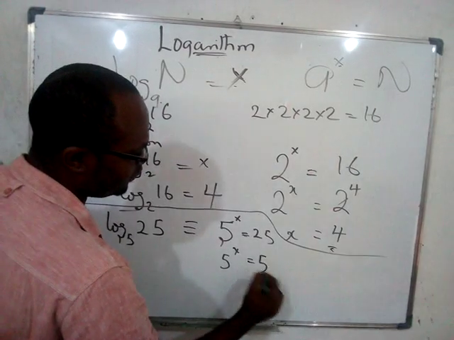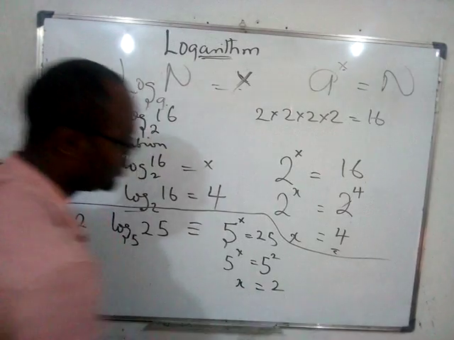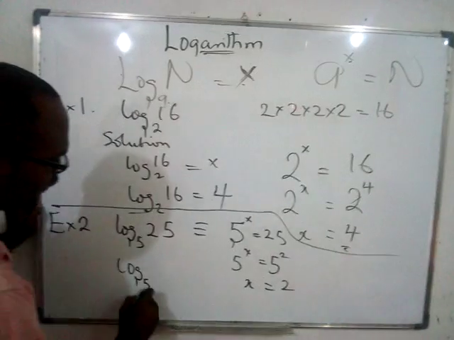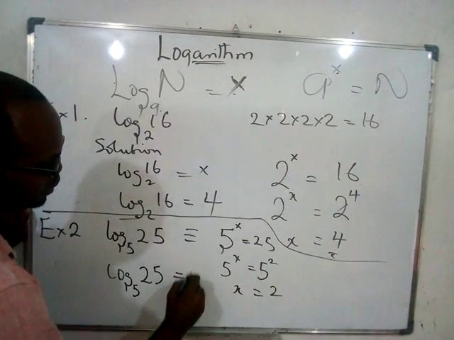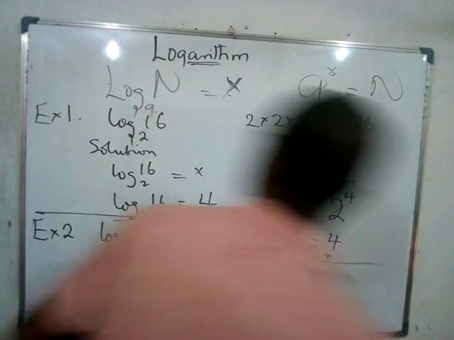5 to power what will give you 25? 2. So we can simply say that x is equal to 2. So writing this in log notation will be log 5 25 equal to 2. That's how you found 2, is it not?